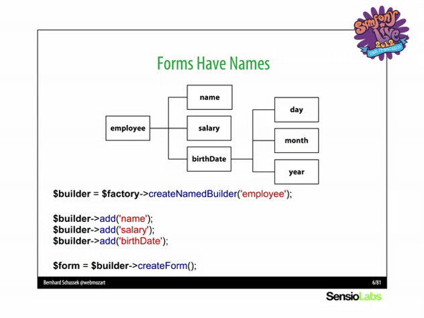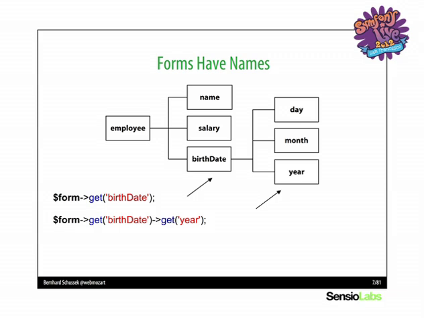So these names can also be used to retrieve the objects from the form tree. So you can use the get method to receive a child of the root form, and you can chain that to receive any of the children within the form tree. Okay?